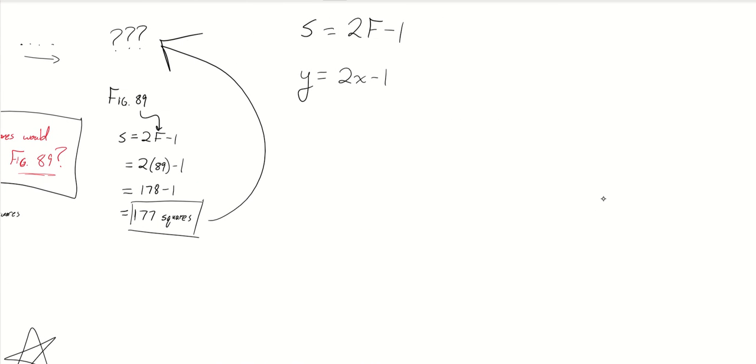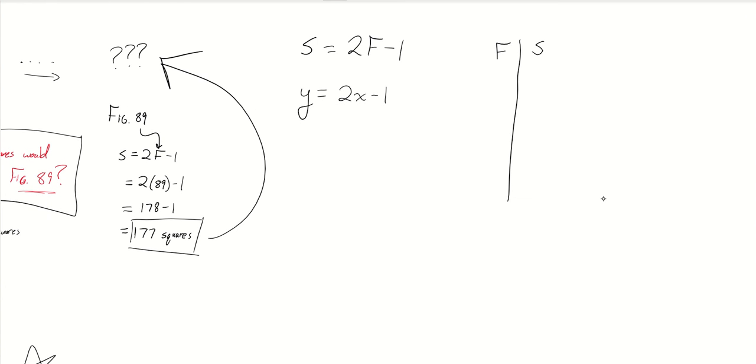So if we have an f and s table of values, when we have figure number 1, we only had 1 square. When we have figure number 2, we had 3 squares. When we have figure number 3, we had 5 squares, and so on. And we could just keep going like this, right? We could even go up to 89. For figure number 89, we actually have 177 squares, and it could continue beyond that. We could predict how many squares must be in figure number 200 million if we wanted.